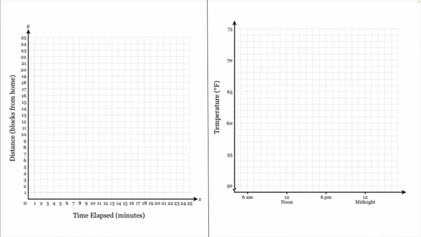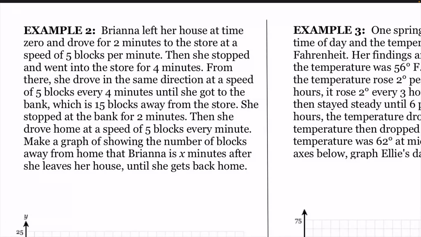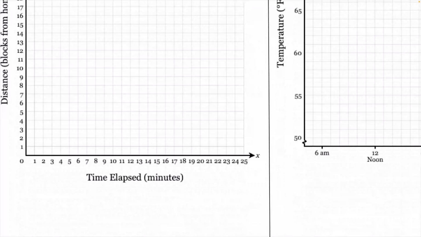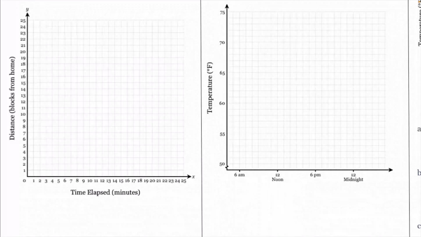Okay, so let's start at the top. Brianna left her house at time 0 and drove for 2 minutes. Where would I make a dot for her house when she's starting? 0, 0, right? So let's make a dot there. Let's start there. 0, 0. That's her house. Okay, good.